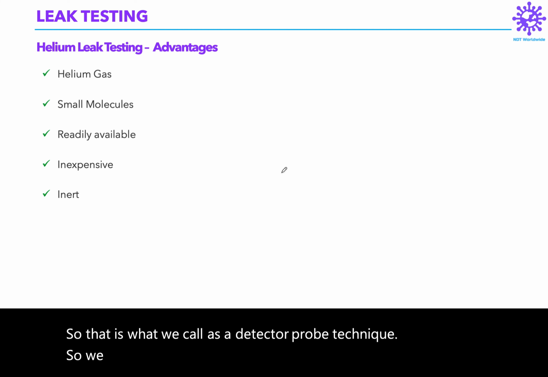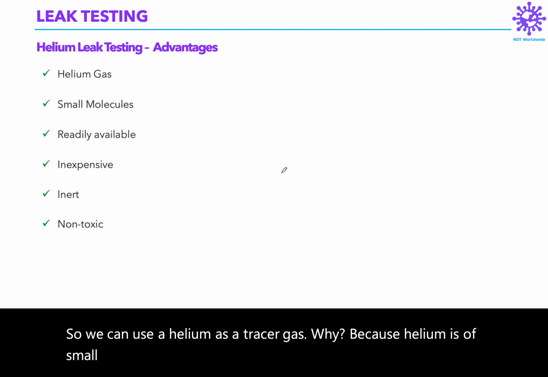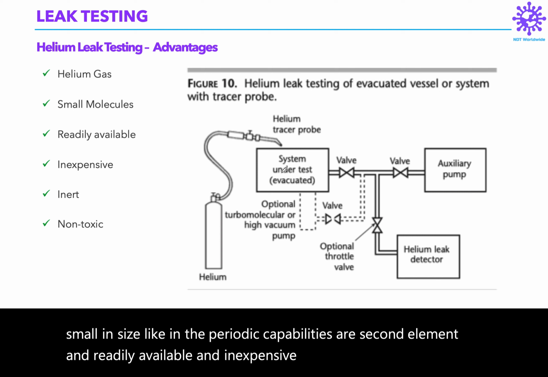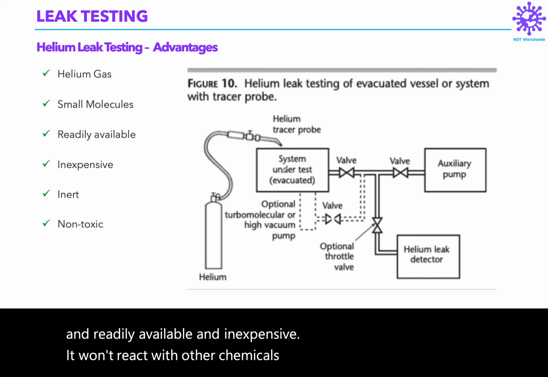So we can use helium as a tracer gas. Why? Because helium is small in size, in the periodic table it is the second element, it is readily available and inexpensive among the noble gases. It won't react with other chemicals and it is non-toxic.